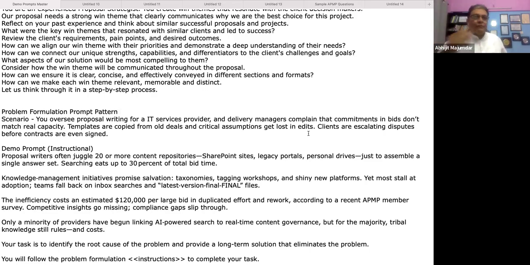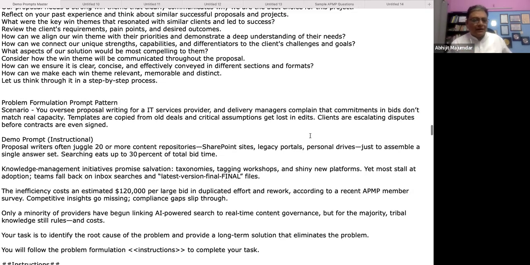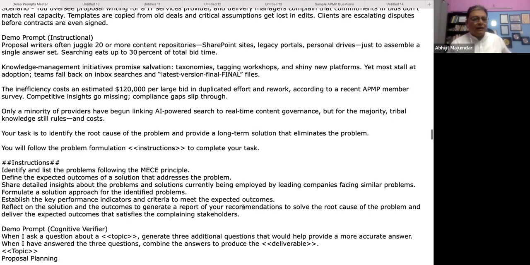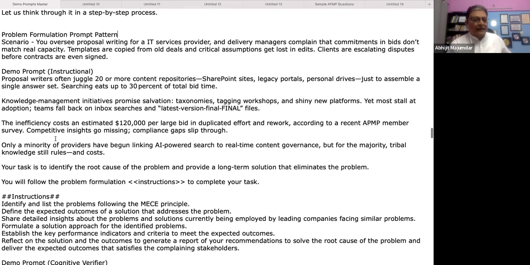And that is where the problem between the delivery and the solution engineering or the RFP team always happens. Okay, and so this is the scenario. Now what I am going to do is, I will give you the scenario.